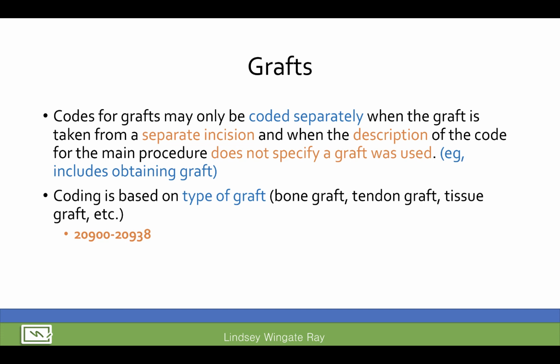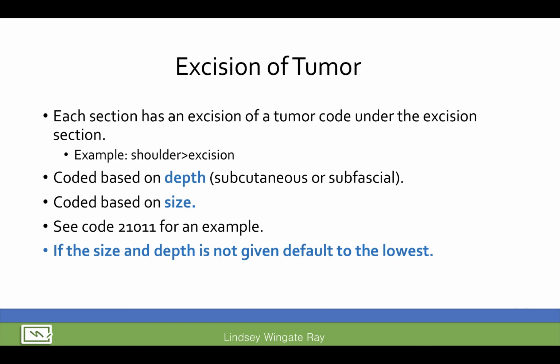Let's talk about excision of tumors. Each section has an excision of a tumor code under the excision section. Example, let's look at shoulder excision. Codes are based on the depth, was it subcutaneous or subfascial? And they're coded based on size.